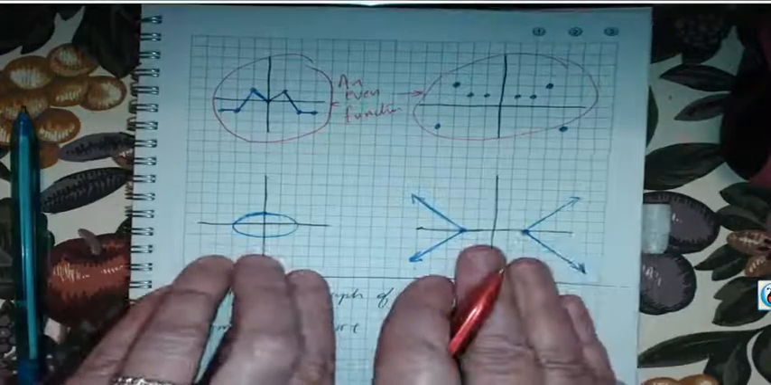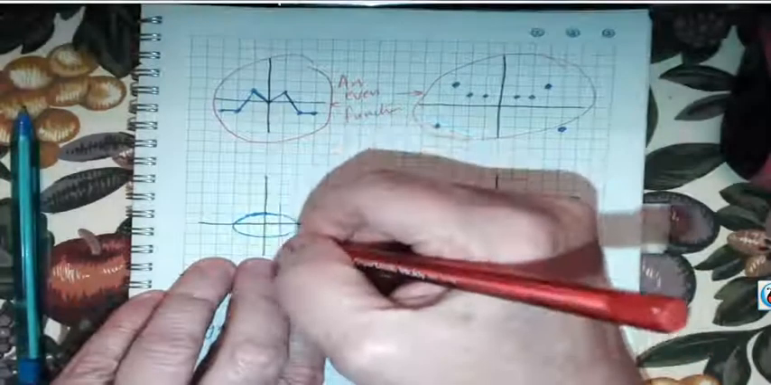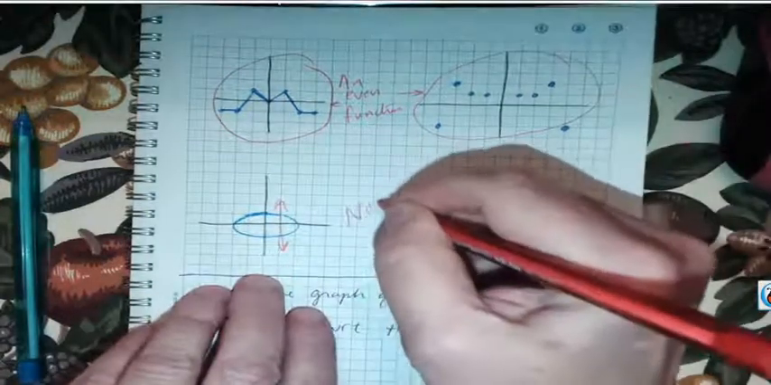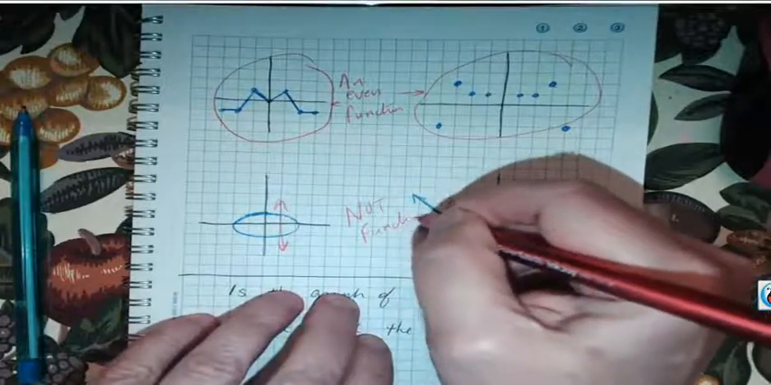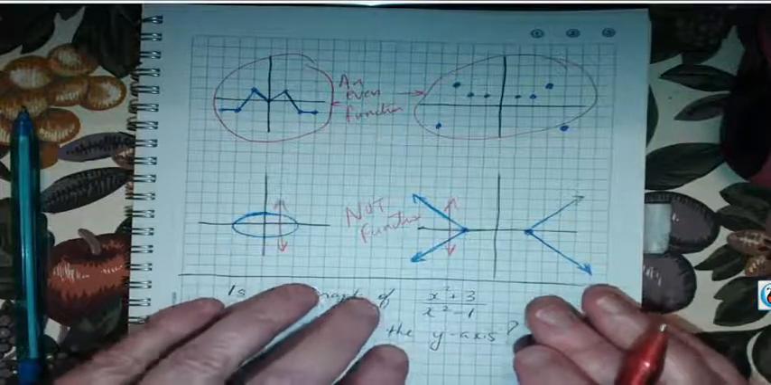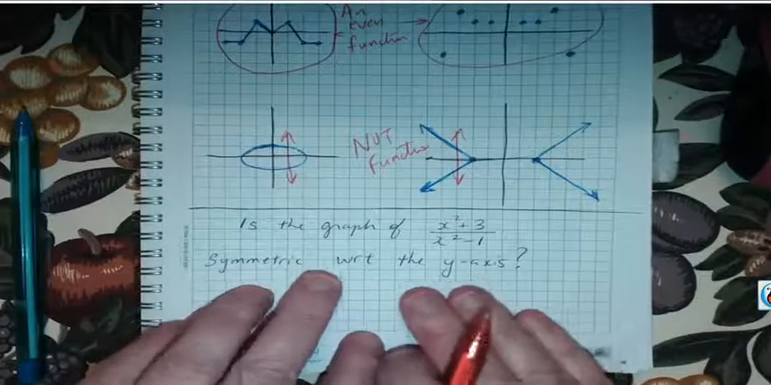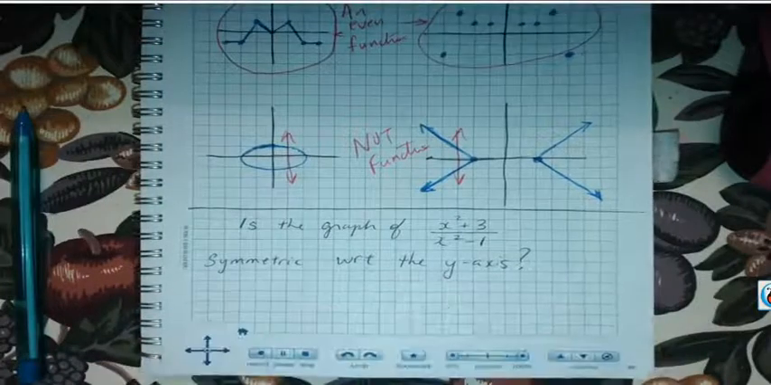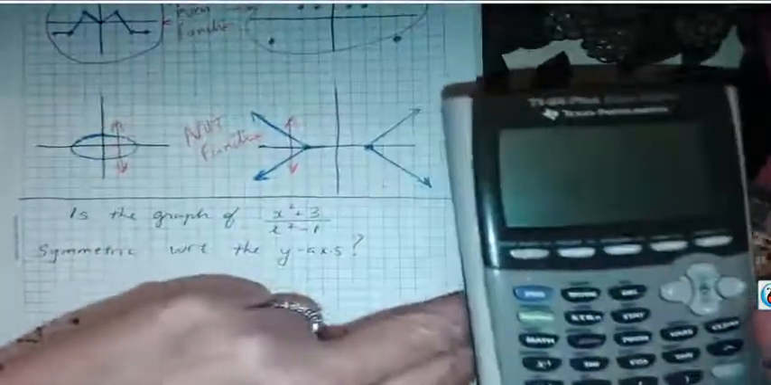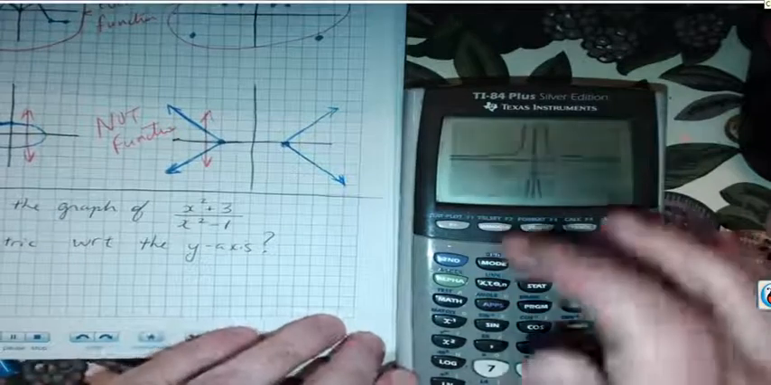These graphs, while they are symmetric with respect to the y-axis, they're not functions. So that's not a function, that's not a function. So if your graph is symmetric with respect to the y-axis and it's a function, then we say it's even. Now, what if you get a question like that? Is the graph of this symmetric with respect to the y-axis? Well, we are allowed to use graphing calculators, and so put it in your calculator and then look at it.